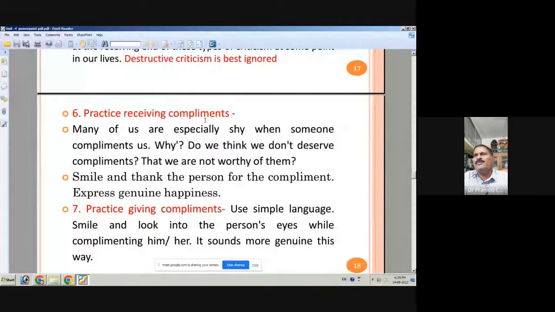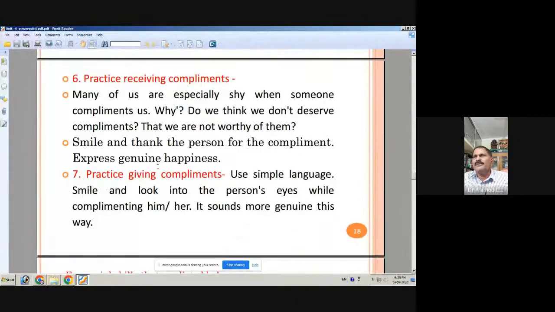Then practice receiving compliments. Many of us, especially those shy by nature, when someone compliments us, we say, why? Do you think we do not deserve the compliments? That we are not worthy of them? Sometimes I think that if somebody is giving us compliments, whether we have to accept it or reject it. I will say that you have to smile and thank them when anybody is giving you compliments. If anybody is giving you compliments, then definitely that is a genuine expression of happiness. That one is expressing his happiness, and when one is expressing happiness, then automatically we are able to accept it.